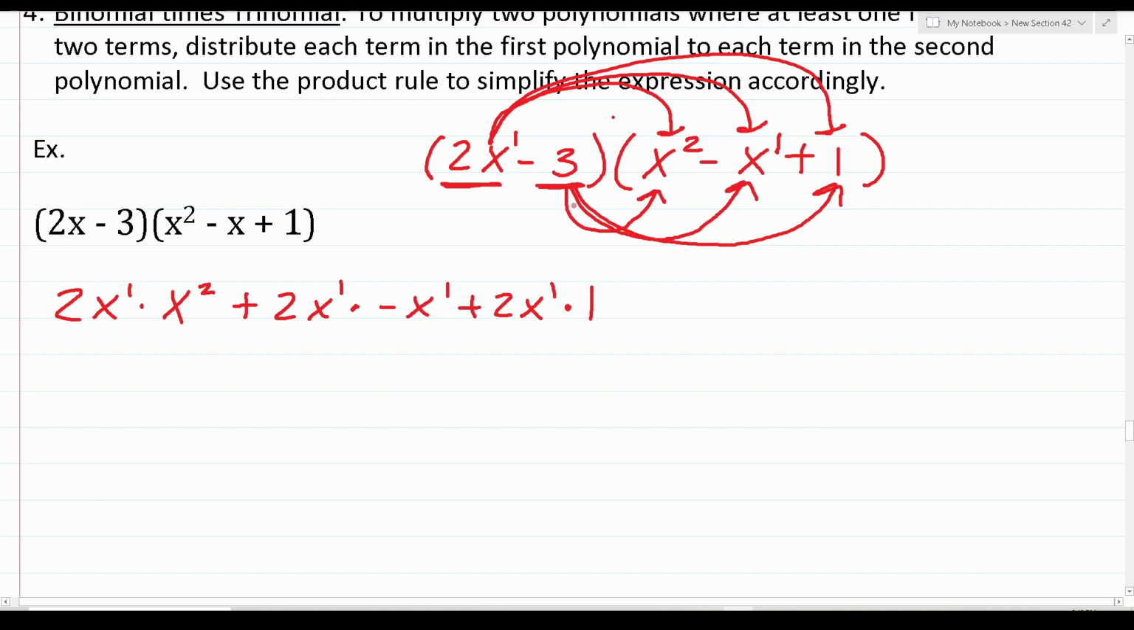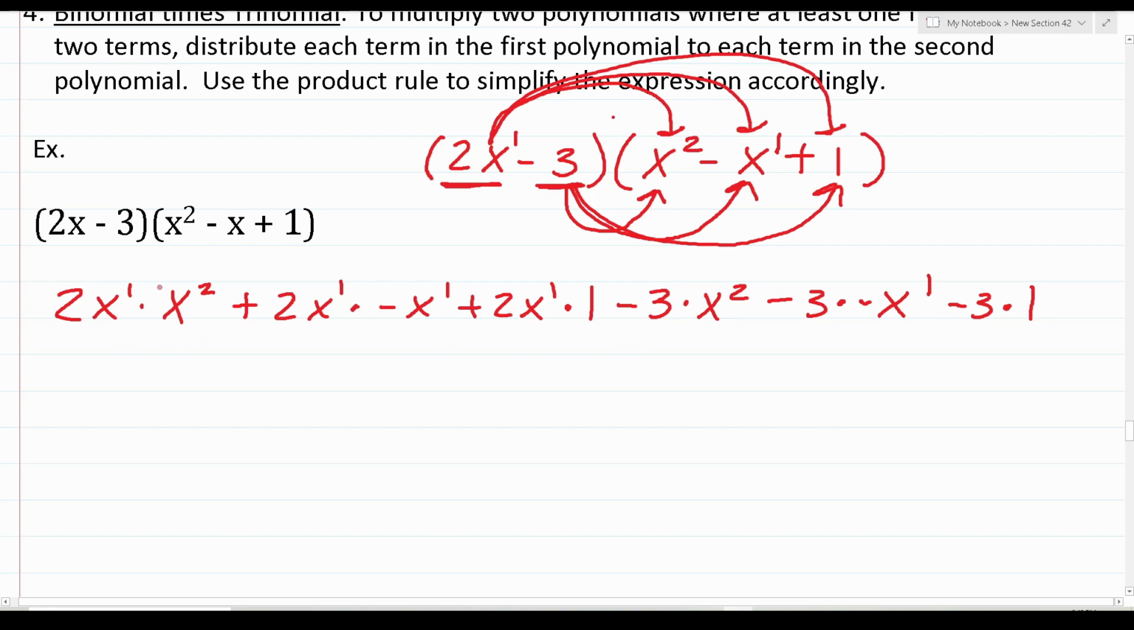Now we're going to move on to this negative 3, and this is going to become minus 3 times x squared minus 3 times, and let me put that multiplication symbol in there for you, times negative x to the first, and then finally we have negative 3 times 1. So let's go ahead and apply the product rule to simplify this one.